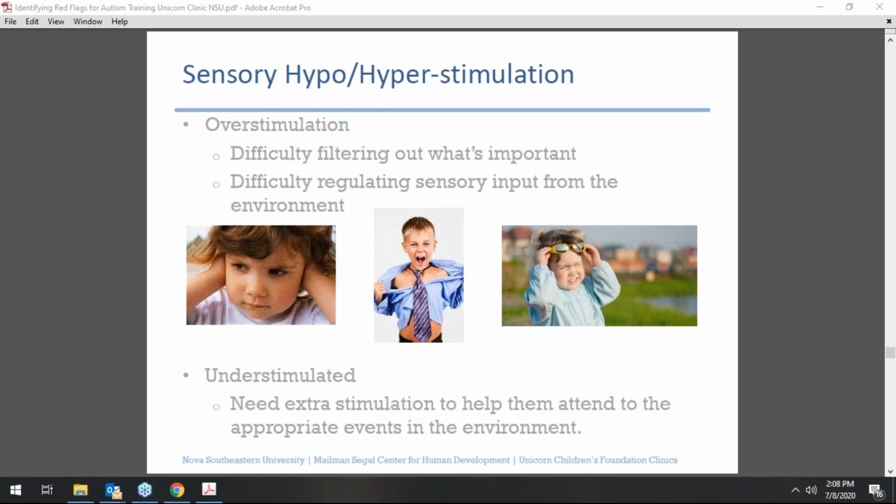Same thing with the clothing that they wear. A lot of times parents will say they don't like tags on their clothes, so we have to cut them. Or they don't like wearing jeans. They only like wearing this texture, or their blanket has to be this texture.